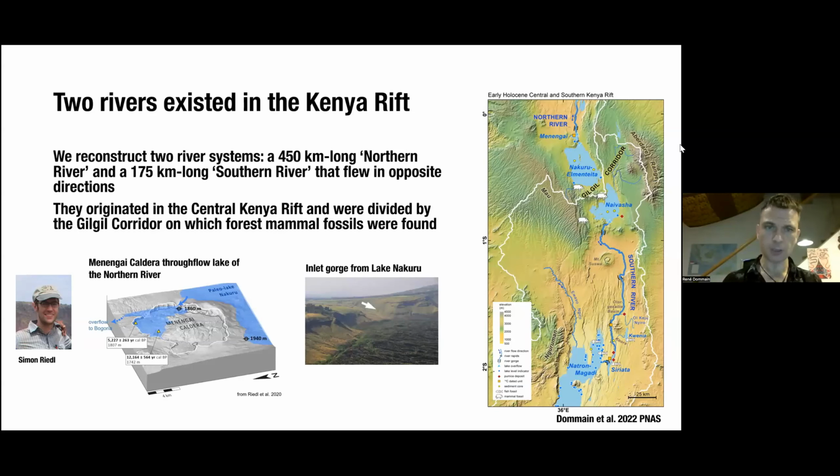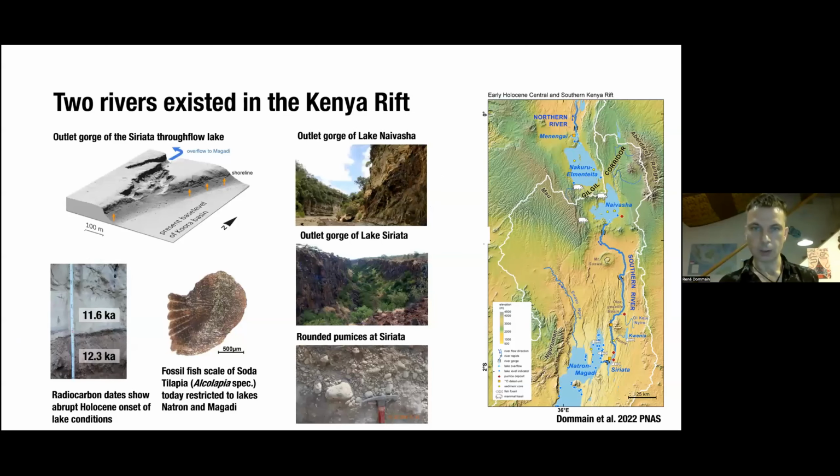My colleague Simon Riedel has mapped, in particular, the Menengai area, which is north of Lake Nakuru, which was a through-flow lake, so it shows an inlet and an outlet, and was one of the upstream areas of that northern river. We also dated and mapped areas in the South Kenya Rift. This is here in an area I showed on the map, which we call Siriata.